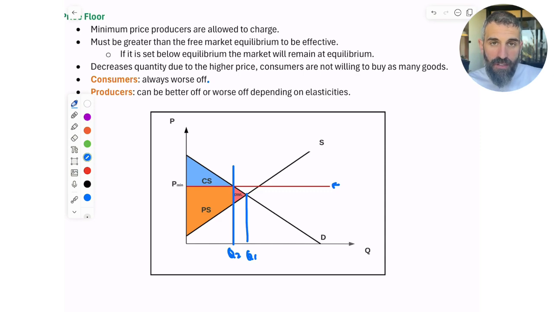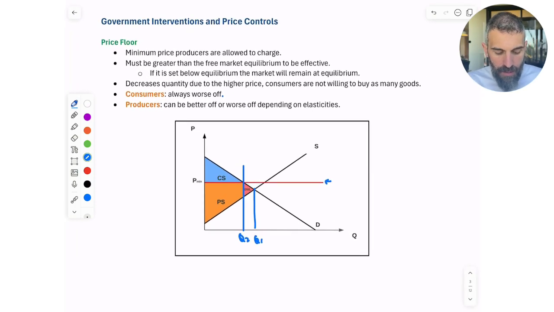So if supply is very steep or very flat, that will affect whether or not producers are better or worse off. So we're going to learn how to actually calculate this, right? I don't want you to have to look at it and eyeball it. You have to be able to calculate what is the producer surplus before and after to tell me if they're actually better off. So we'll start with that.